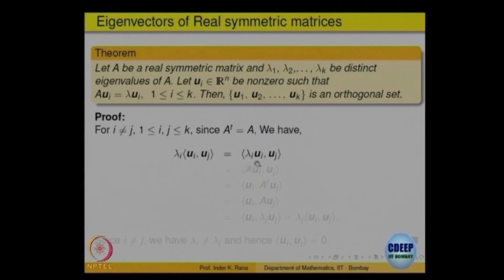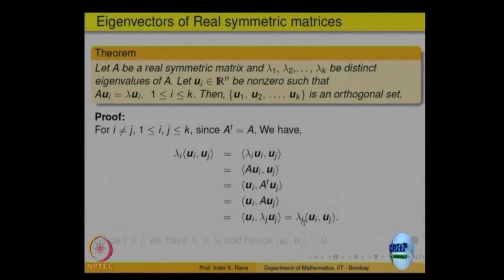Taking it inside, it is lambda i ui. But what is lambda i ui? It is the eigenvalue times ui, so this is A applied to ui. Now this A I will shift to the other variable. It becomes A transpose, but A is symmetric. So what is this A transpose? That is A itself, the same idea is used. So it is A uj, but what is A uj? That is lambda j uj, because it is an eigenvector again. So lambda j comes out.